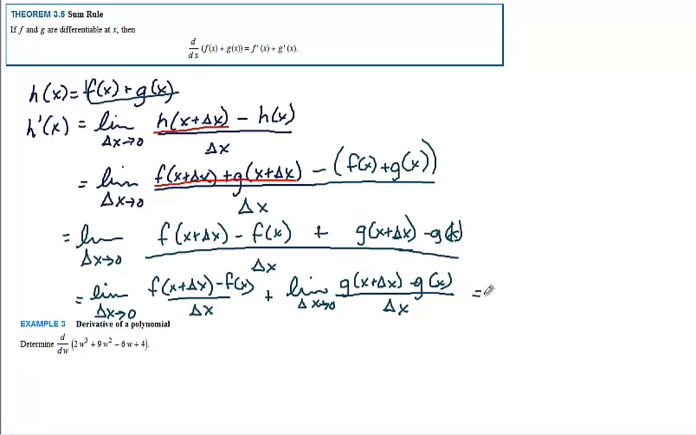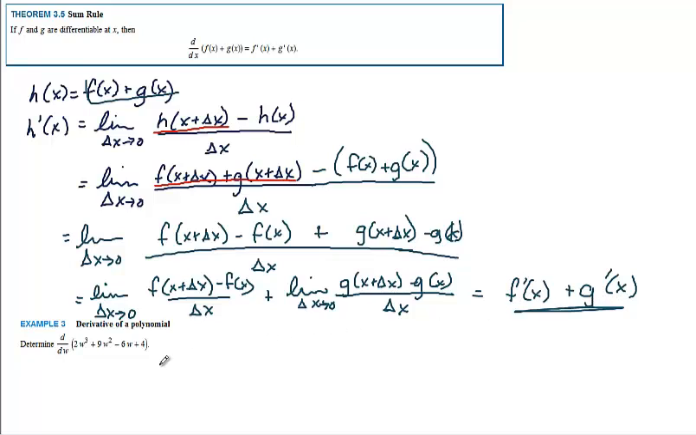And if you'll notice, each of these chunks is just f prime of x plus g prime of x. This proof can then be extended to a subtraction. You'll just change the sign right here to a subtraction, and you would get the same exact result. You would get f prime of x minus g prime of x.